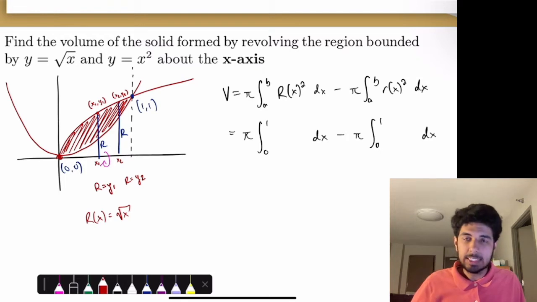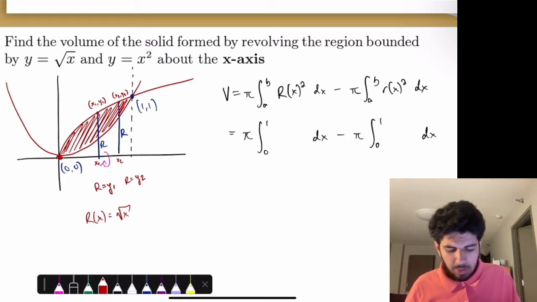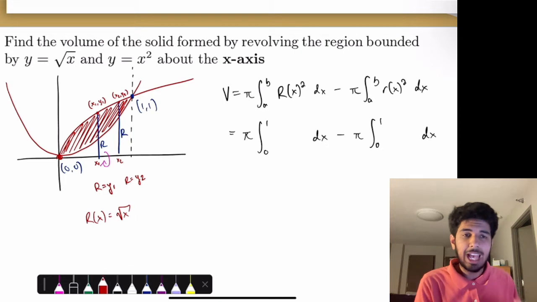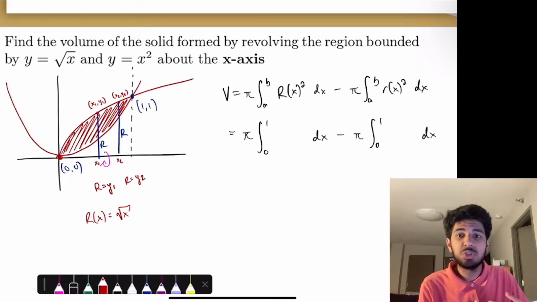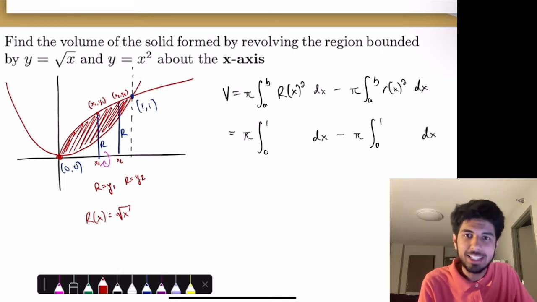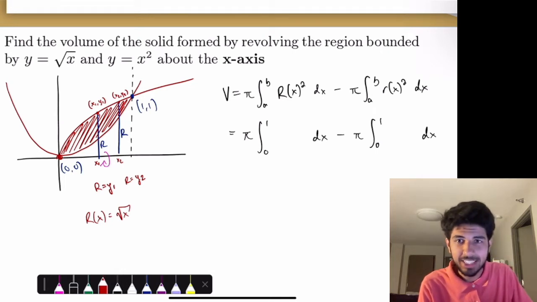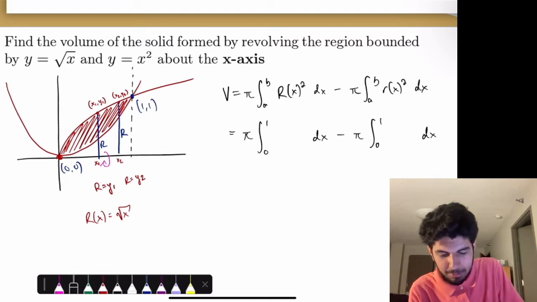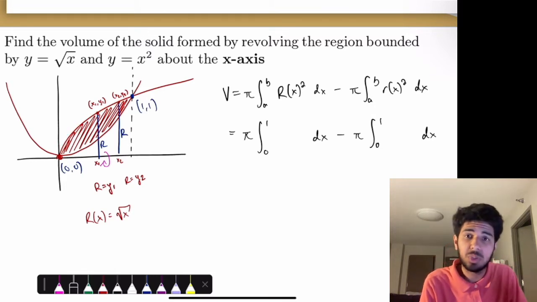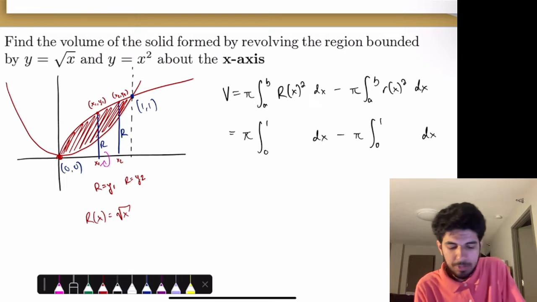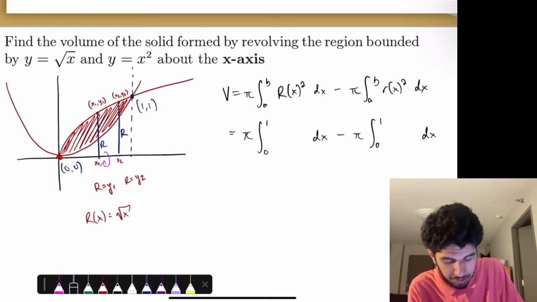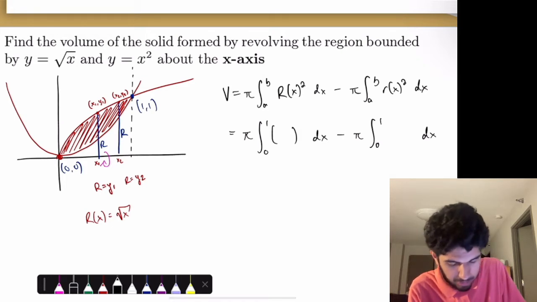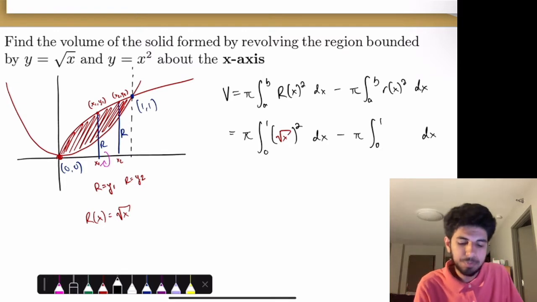Take a moment to let that sink in. Make sure you're understanding it. What this is saying is that our function capital R of x, given some value of x, should be able to produce the radius at that point of x. And that is just given by the y value of that function, because the region is, after all, bounded by that function. So capital R of x is going to be the square root of x, and we're going to square that.